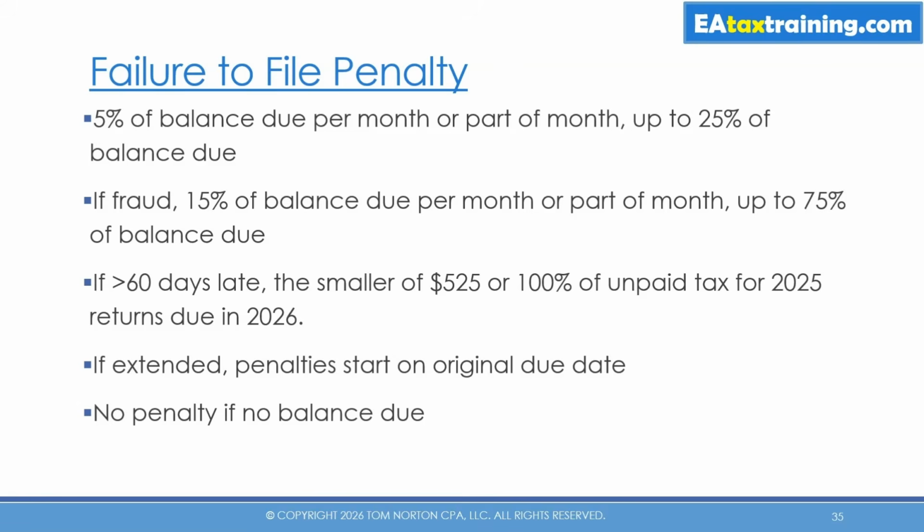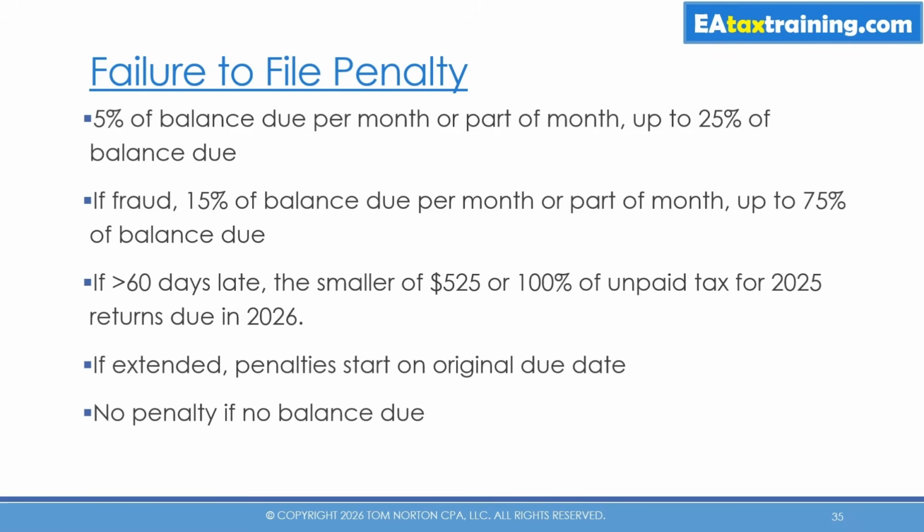So let's say they file 4 months and 1 day late. They have to pay 5 months worth of penalty. So that would be $500 a month for 5 months is $2,500. That would be their penalty. Even if they are 6 months late, their maximum is still going to be that $2,500. If, however, there is fraud involved, instead of 5% of the balance due, it is 15% of the balance due, up to a maximum of 75% of the balance due.